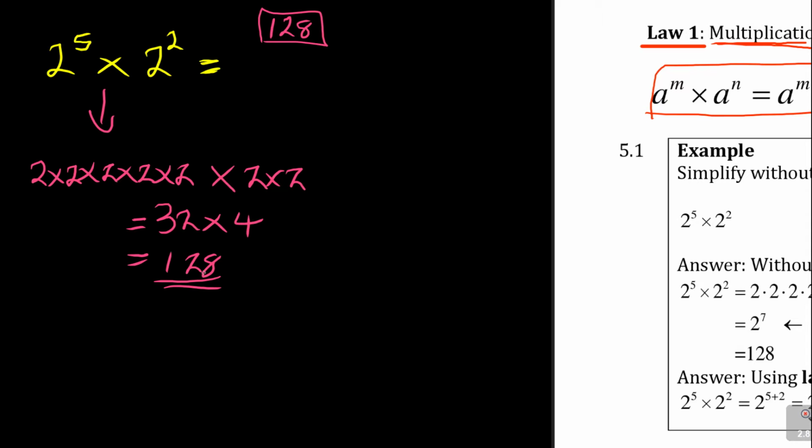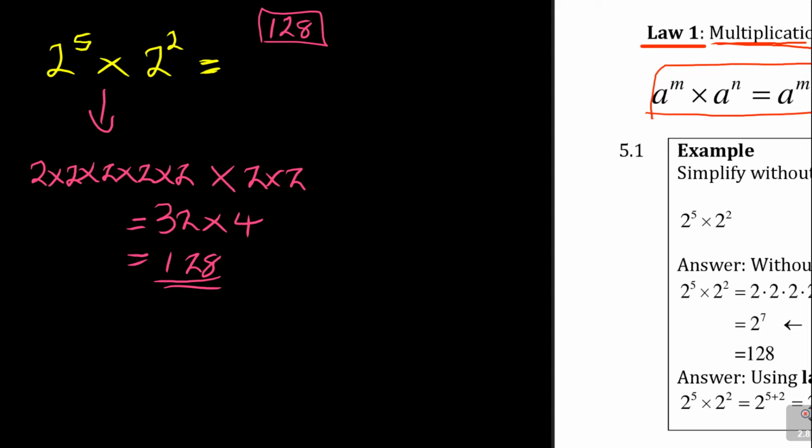You see that? But that's a long way, because if they say 2 to the power 100, you would multiply this thing 100 times. Maybe they say 2 to the power 100 times 2 to the power 50. It will be very difficult for you to multiply that. But that's why the laws come into play.